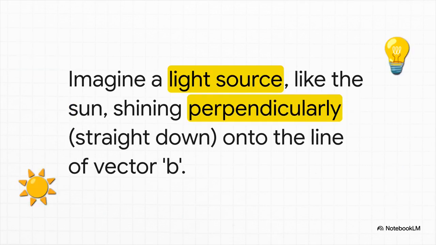Okay, now use your imagination. Picture a super bright light source, maybe like the sun at high noon, shining straight down at a right angle, perpendicularly to our ground vector B. Having that light shine straight down is a really important part of this.